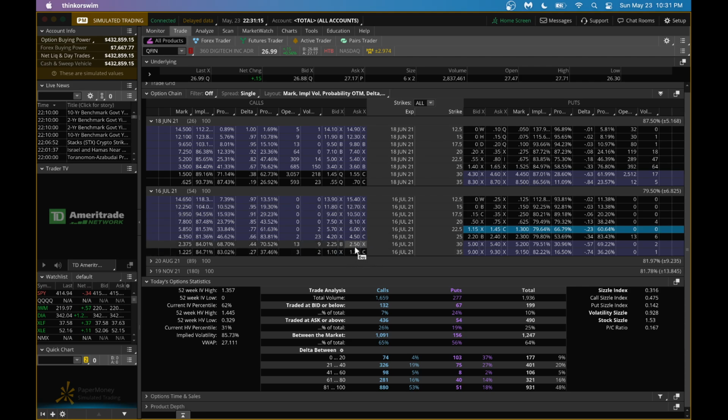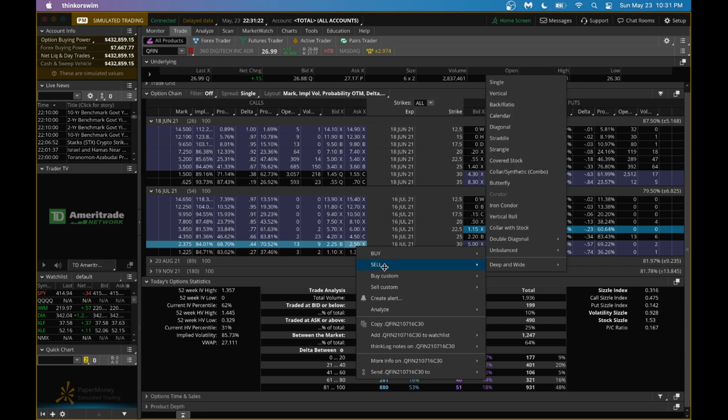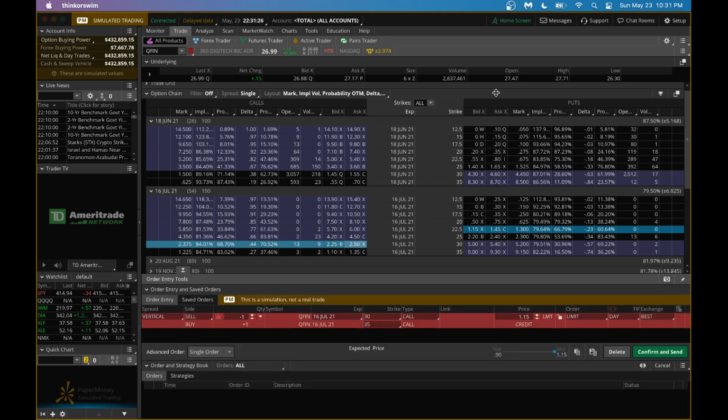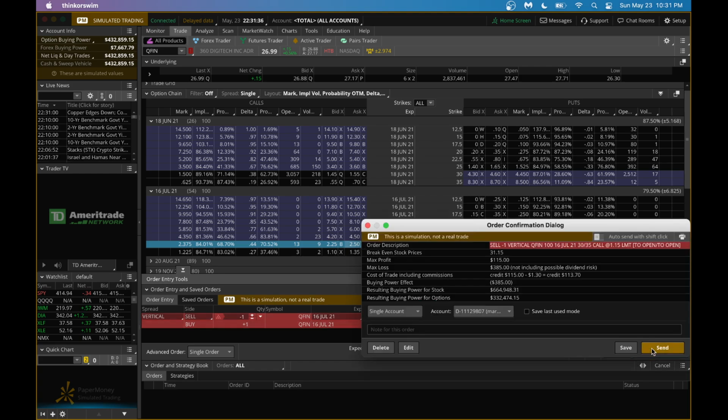So you could do something like this here, 30, 30, 35. Let's see how much it will bring in. There you go. You are selling at 30 and buying 35, so it's a $5 wide spread. You'll bring in $1.15. And if you confirm and send here, max profit is $115. Your break even is 31.15.